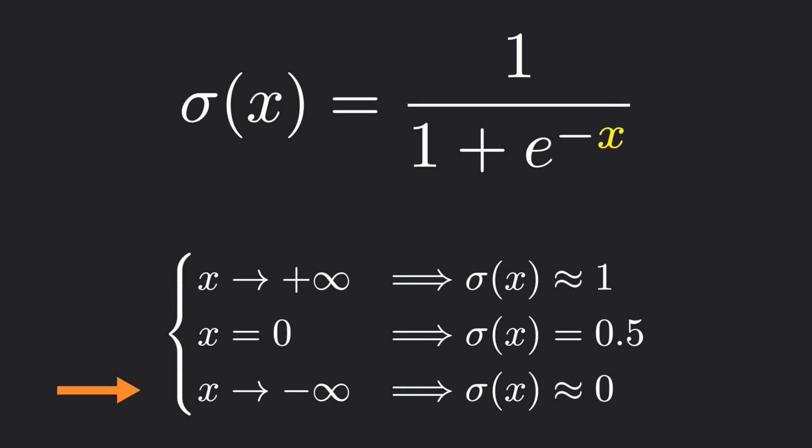Notice something important here. The output range is always between 0 and 1. That's exactly why we use it. It gives us a probability estimate. So, we use this to calculate a probability of an event happening based on our input features. Then, we use a threshold to help us decide whether to say yes or no.